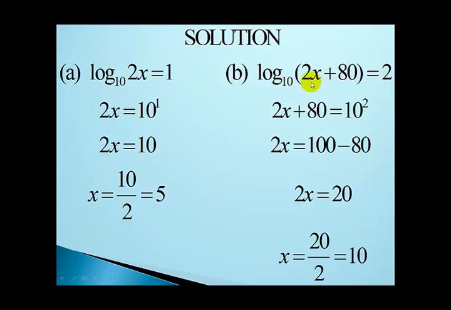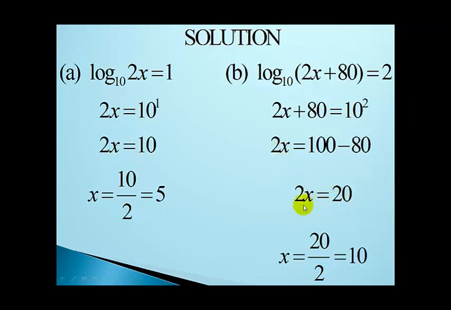Now B. Given log 2x plus 80 to the base 10 equals 2. We can see that from the definition of logarithm, 2x plus 80 is equal to the base raised to the power 2, that is 10 raised to the power 2. And 10 raised to the power 2 equals 100. Now because we are solving for x, plus 80 on the left hand side becomes minus 80 on the right hand side. So we have 2x equals 100 minus 80, where 100 is from 10 squared. 100 minus 80 equals 20. So we have 2x equals 20.